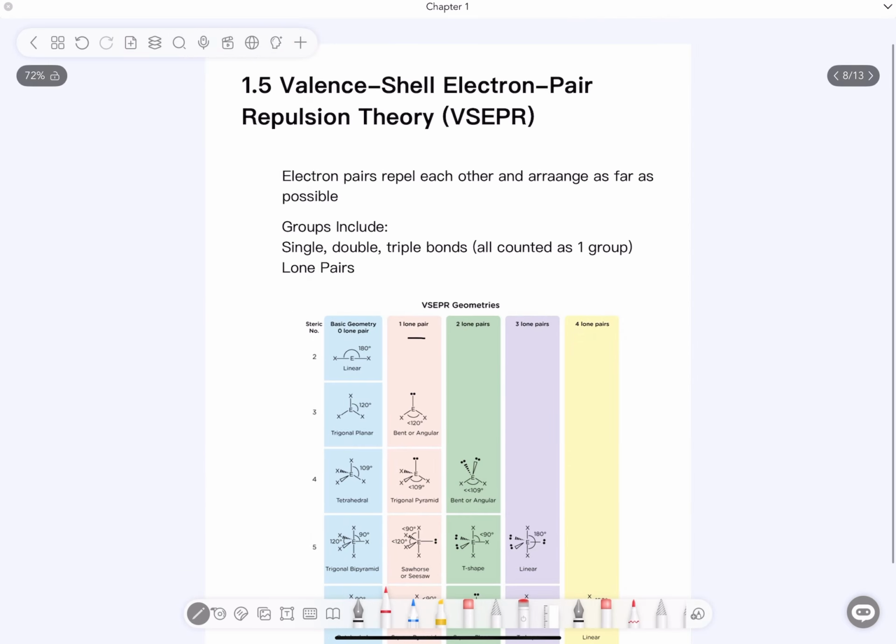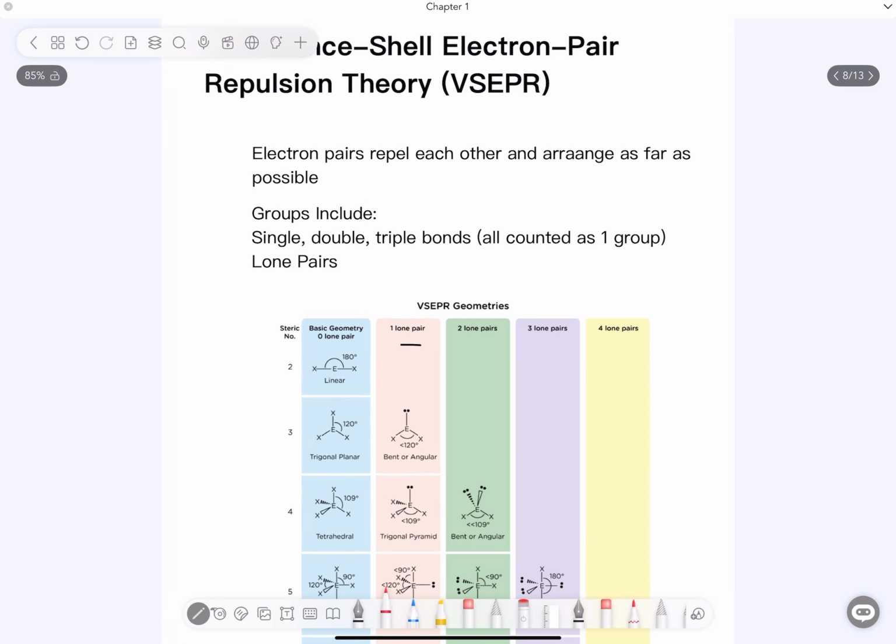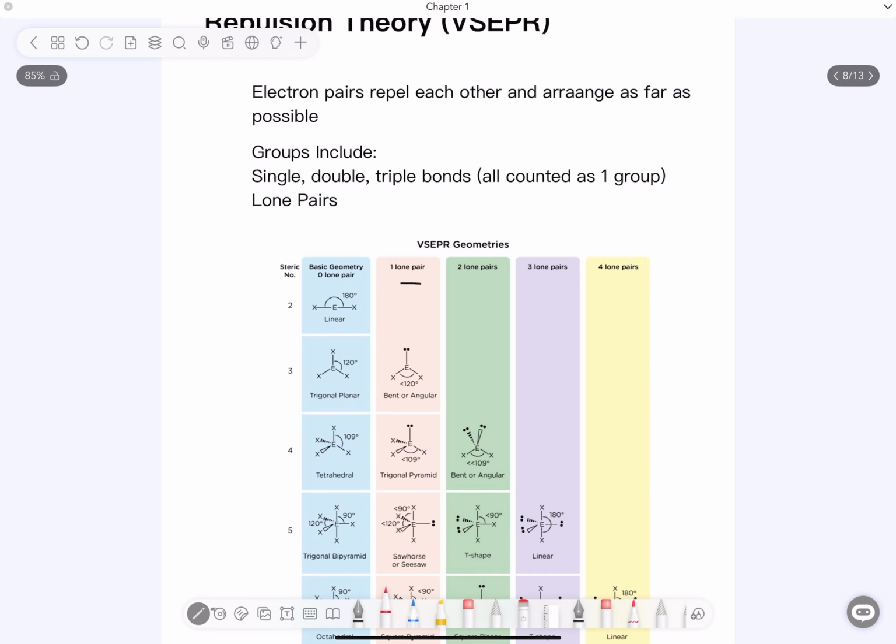Now, valence shell electron pair repulsion theory, or VSEPR theory, is when electrons repel each other and arrange as far apart as possible. The groups include sigma bonds, double bonds, and triple bonds. These are all counted as the same thing, along with lone pairs.